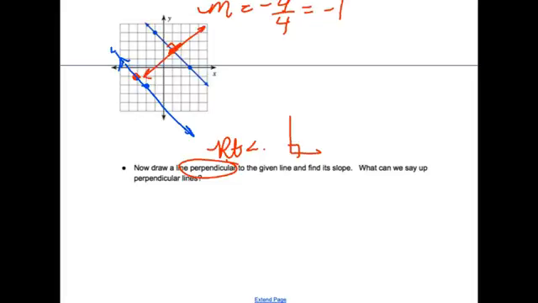You'll notice that to make them go perpendicular, if one had a slope that was negative, the other one has to have a slope that's positive. So their signs are opposites.